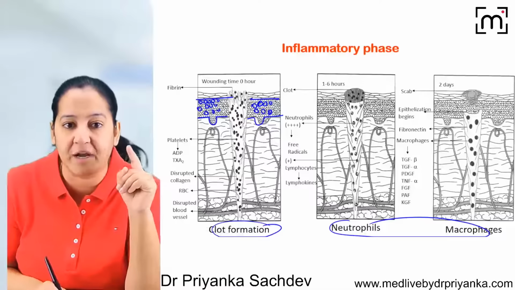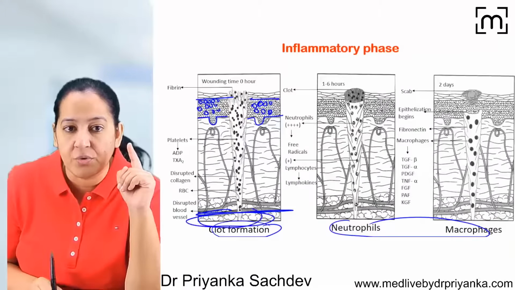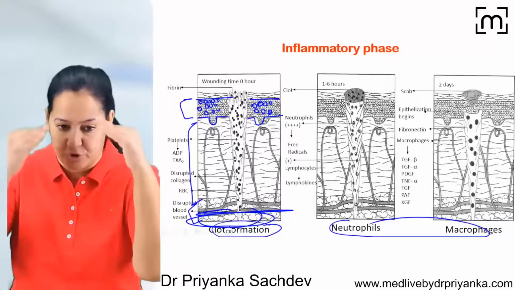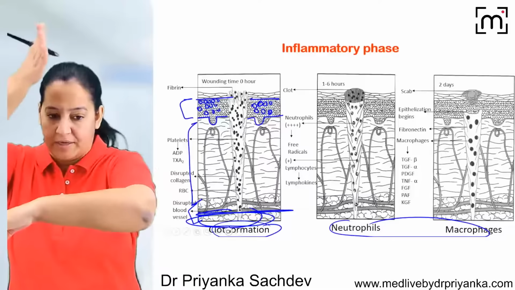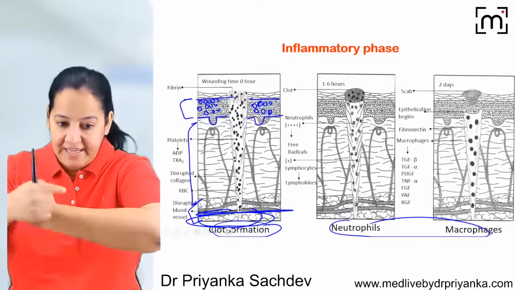Below the epidermis we have the dermis, and below that is the subcutaneous tissue. So this is the epidermis, this is the dermis, and this is the subcutaneous tissue. Appreciate the three layers of the skin. Just suppose I got a cut over here. Imagine I got an injury. So what will happen here?